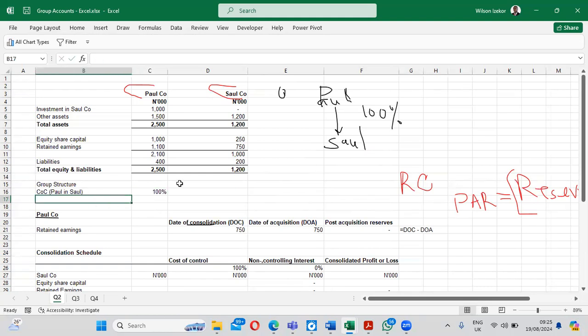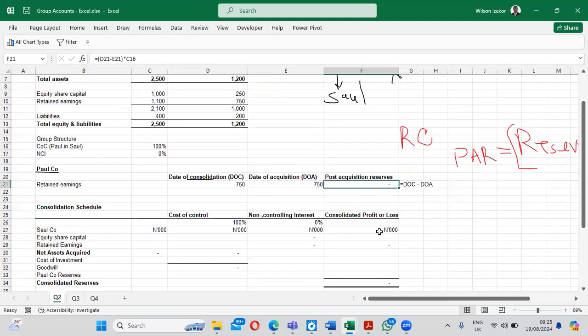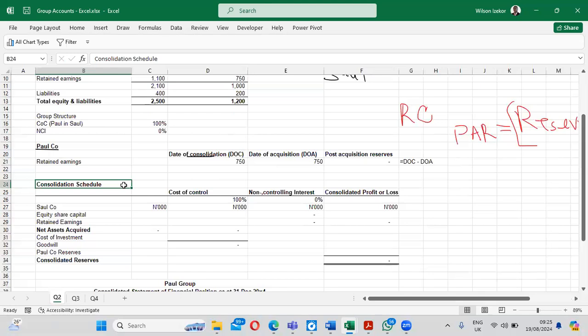In this case, our non-controlling interest, we've not gotten there yet, but obviously our non-controlling interest is 0 because there is 100% ownership. So 0%. What we need to do here is to multiply this difference by the cost of control percentage, which is 100%. So it will still give you 0. All right, so that's fine. So we move to the consolidation schedule.